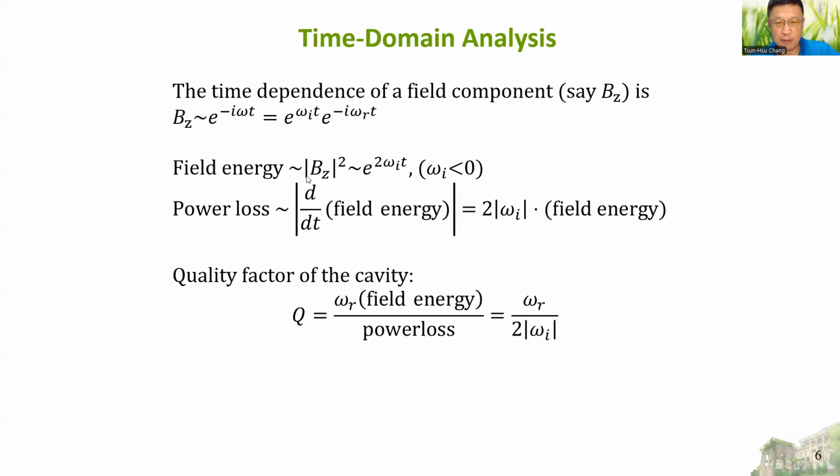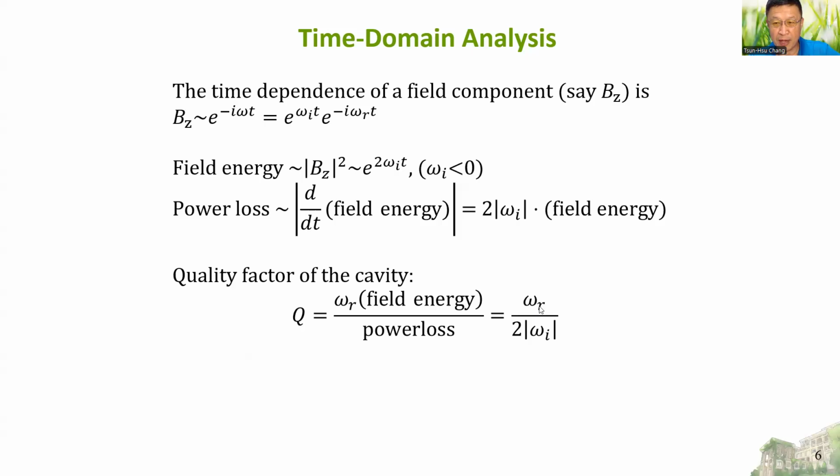So the field energy is proportional to the absolute value of Bz squared. So it will be an exponential decay because omega_i will be negative, less than 0. The power loss is the field energy stored changing with time, the time change rate, and equals 2 omega_i times the field energy. So the quality factor of the cavity will be omega_r times the field energy divided by the power loss.